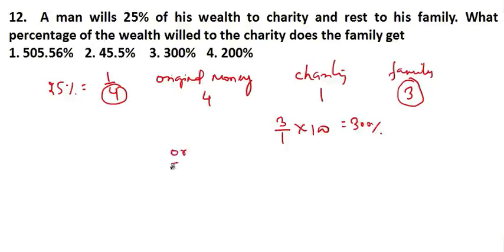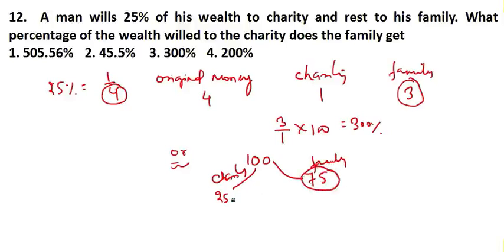Or you can say, suppose he has 100 rupees, he gave 25% to charity, means 25 he gave to charity and 75 he gave to family. Now this money is what percent of the money he gave to charity? 75 by 25 into 100. If you divide, you get 3, so again you get 300%. Fine, I hope this point is clear to you. Okay, let's move ahead.